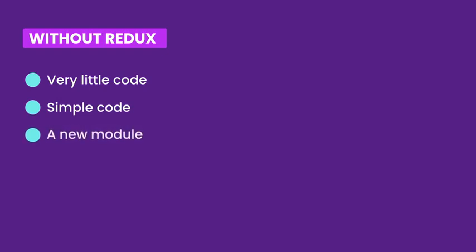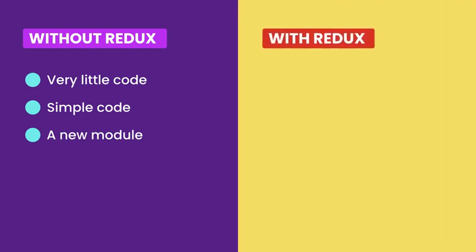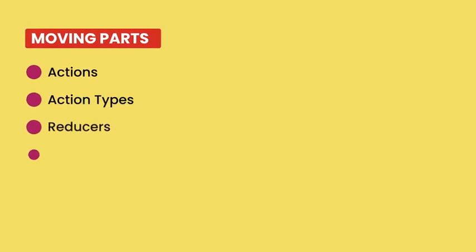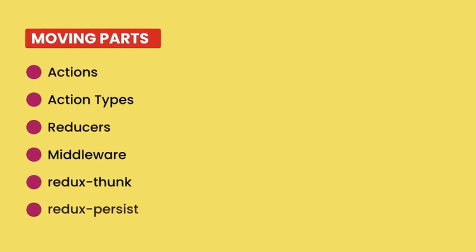In this app, we added caching support with very little code that I wrote in less than 10 minutes. Our code is pretty simple and self-explanatory, and we don't have many moving parts. We introduced only the cache module and then brought it in the API module. If I wanted to build this app with Redux, I would have to write a lot more code. Our code and application's architecture would be more complex, and we would have many moving parts. We would have actions, action types, reducers, middleware, thunk, Redux Persist, just to name a few. There's actually more. Do you think this is an elegant solution to the caching problem?